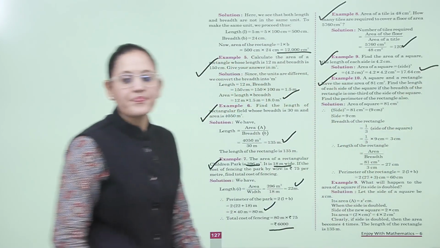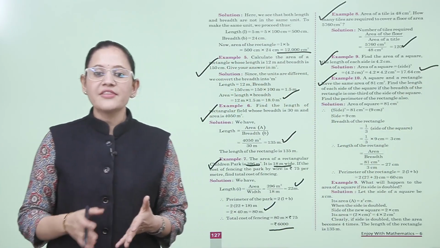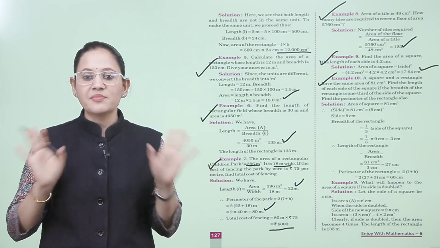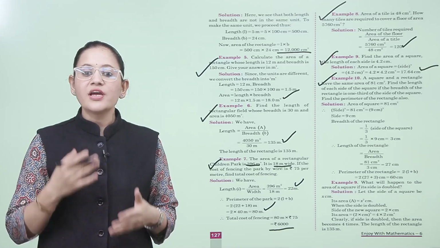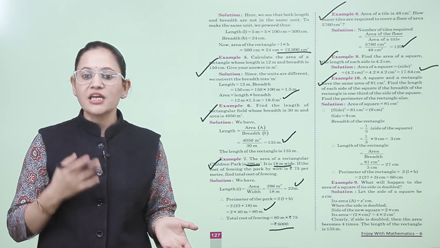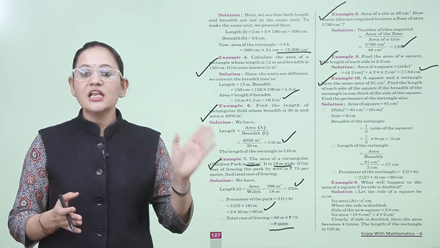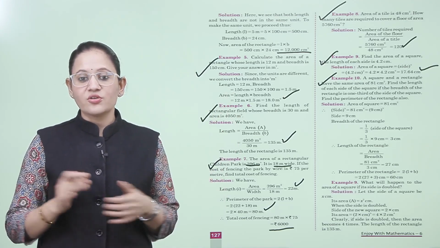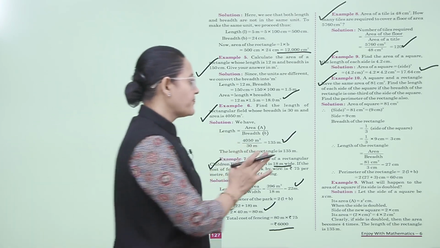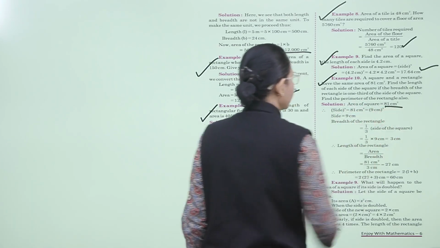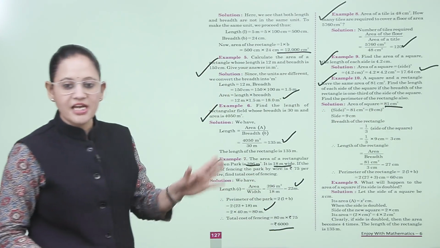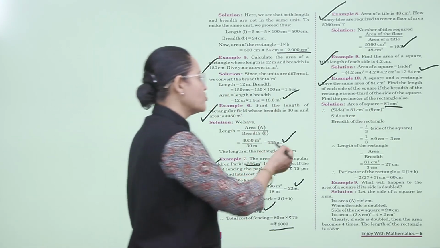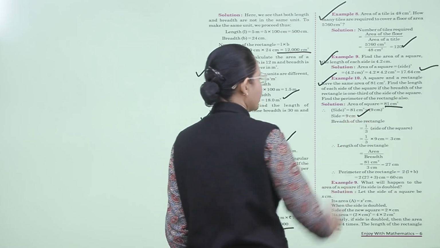Next example, the square and the rectangle have the same area. So here the square and rectangle both have the same area, 81 centimeter square. Find the length of each side of the square if the breadth of the rectangle is 1/3 of the side of the square. Find the perimeter of the rectangle also. So area is given, 81 centimeter square. Now we can find out the side. Side square equals 81, so side equals root 81, that is 9 centimeter.